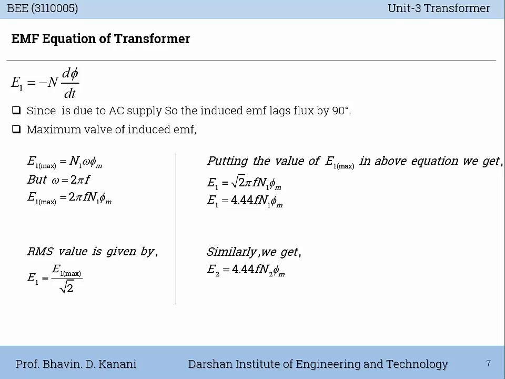Putting the value of E1max in the above equation, we get E1 is equal to root 2 π f N1 φm, where root 2 into π is nothing but 4.44. So E1 is equal to 4.44 f N1 φm. Similarly, we get E2 is equal to 4.44 f N2 φm.